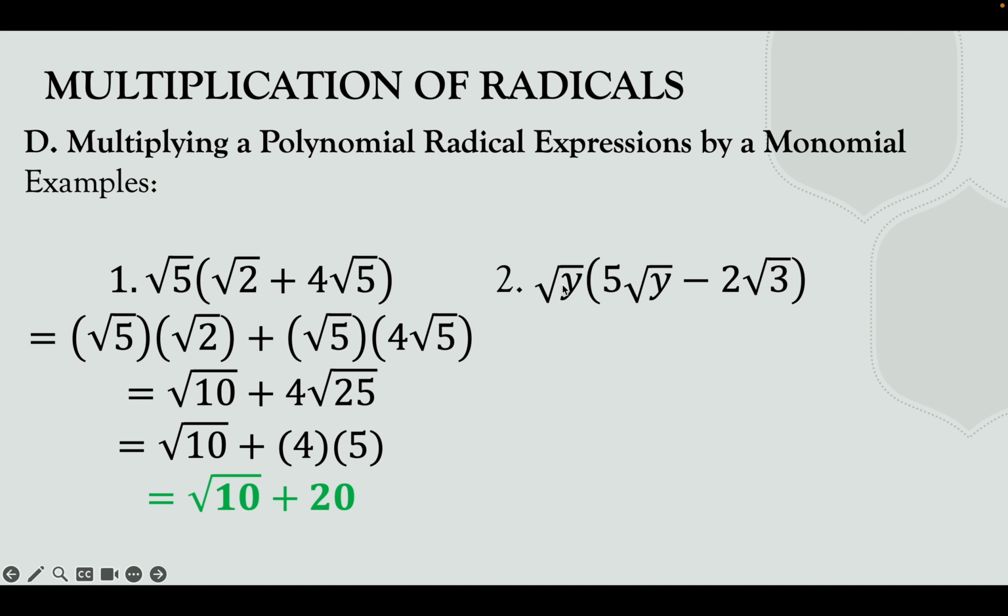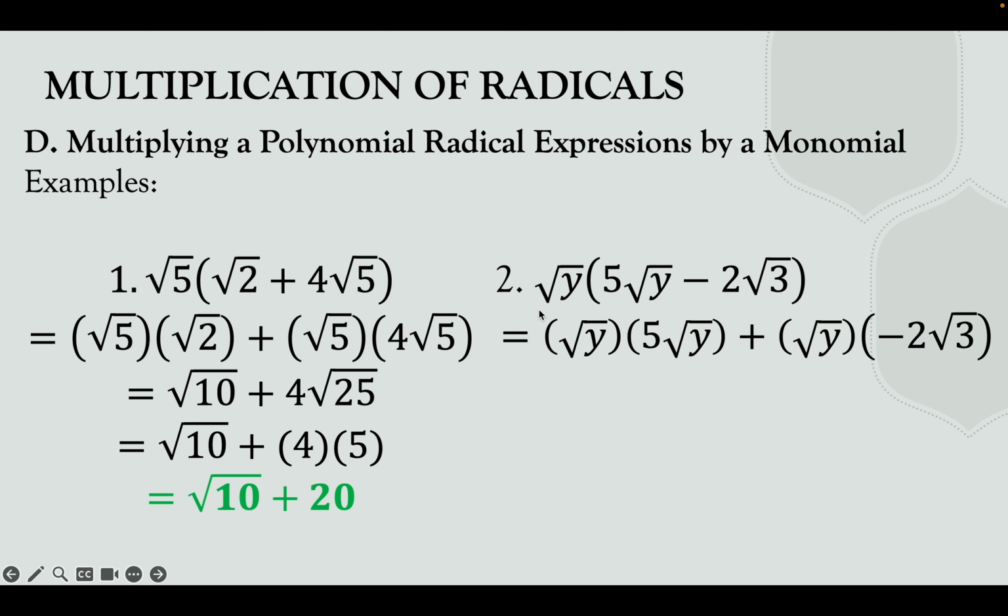Example number 2, we have square root of y times 5 square root of y minus 2 square root of 3. So distribute square root of y to simplify. So we have here square root of y times 5 square root of y plus square root of y times negative 2 square root of 3. So square root of y times 5 square root of y, we have 5 square root of y squared, since y times y, we have y squared. Plus square root of y times negative 2 square root of 3.